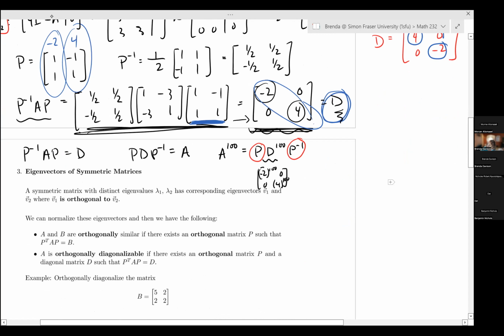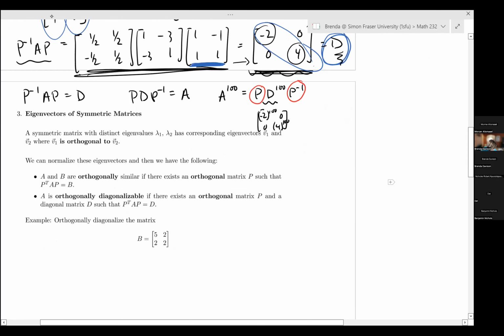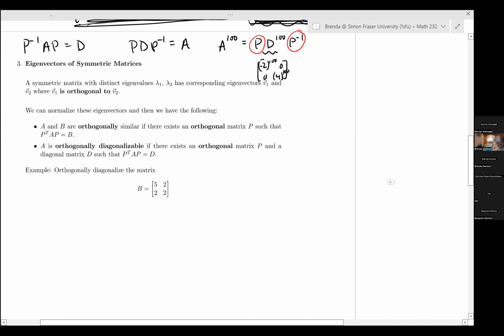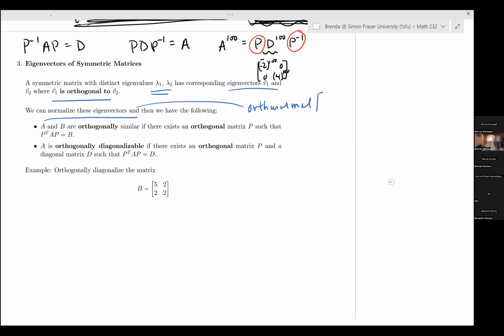Okay. All right. So let's just say a few things here about the eigenvectors of symmetric matrices. A symmetric matrix has distinct eigenvalues, and the eigenvectors are orthogonal. If you normalize those orthogonal eigenvectors, then they become orthonormal. They're of length 1. So that is orthogonal plus of length 1.